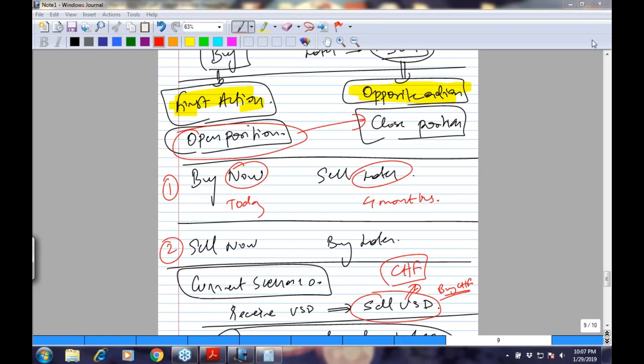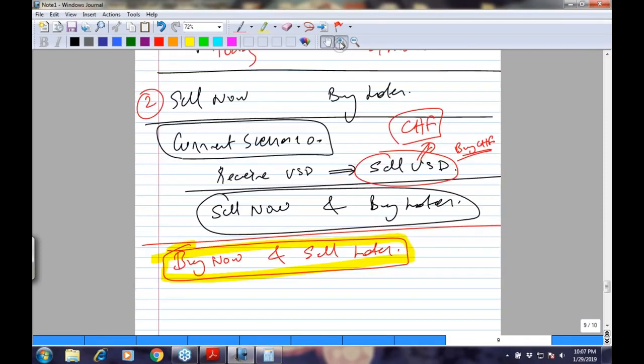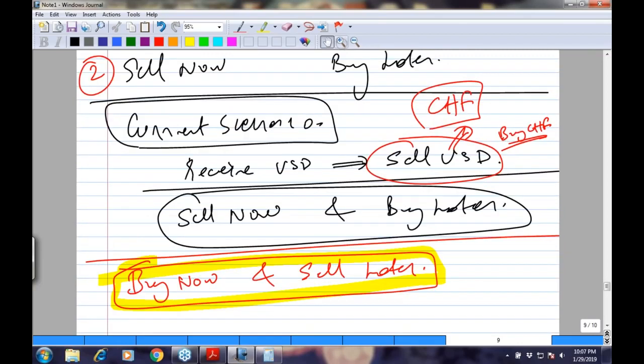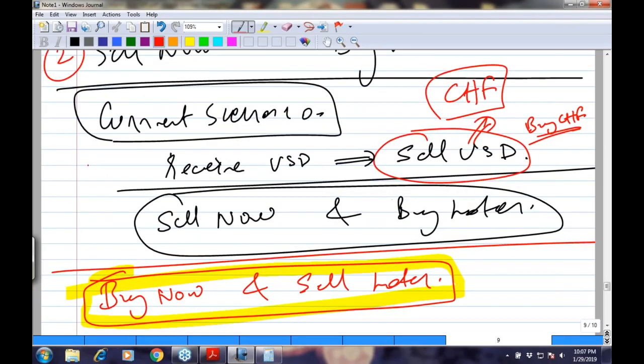Okay, now let's move forward. Let's try to understand the current scenario. What is your current scenario? Your current scenario is that you are a Swiss based company and you are expected to receive USD. You are a Swiss company, you are expected to receive USD.